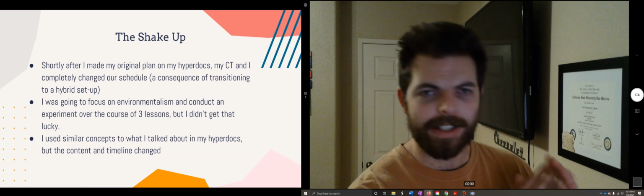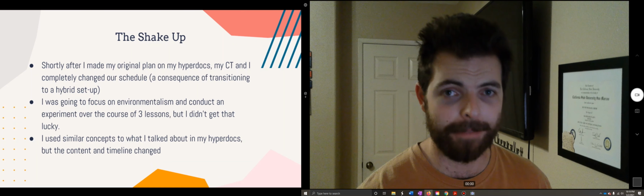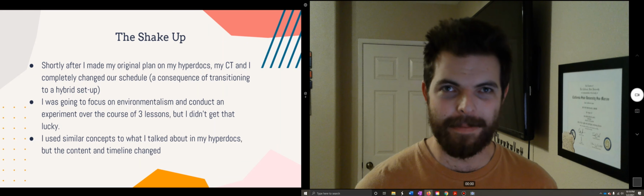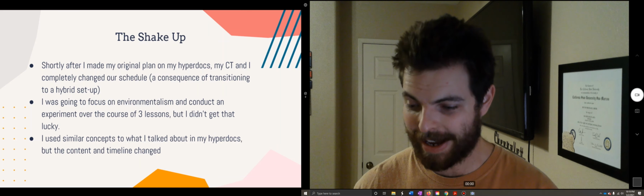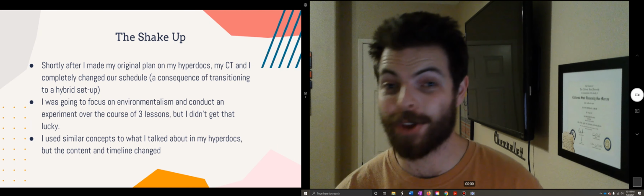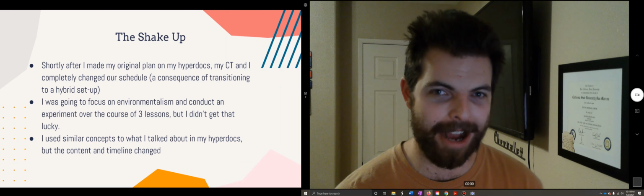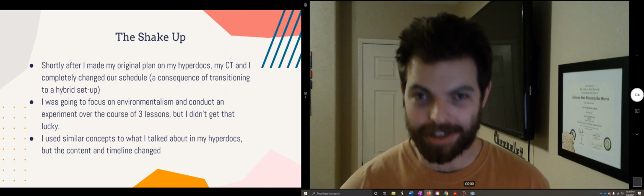But because of the shift to a hybrid in-person model, my CT and I had to flip around a lot of the stuff that we did in that unit. We basically started at a completely different spot in the unit than I thought we were going to start at, and that threw a little bit of a wrench in my operation here. But it wasn't the end of the world.